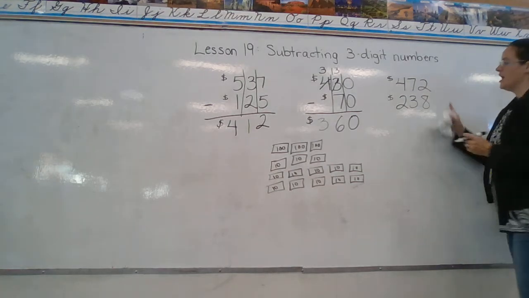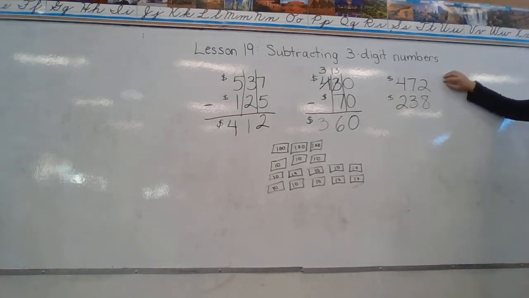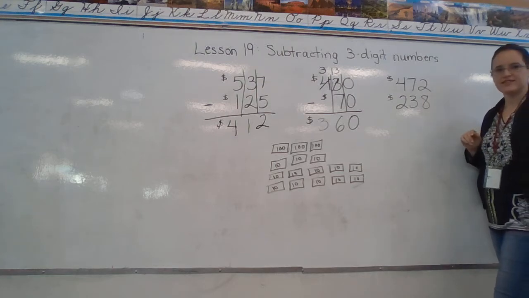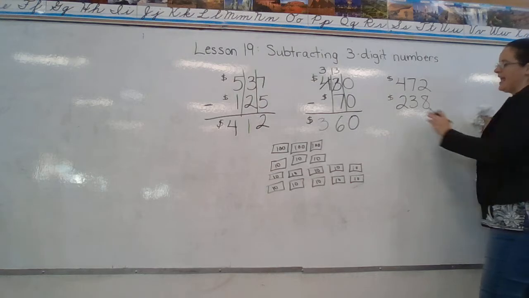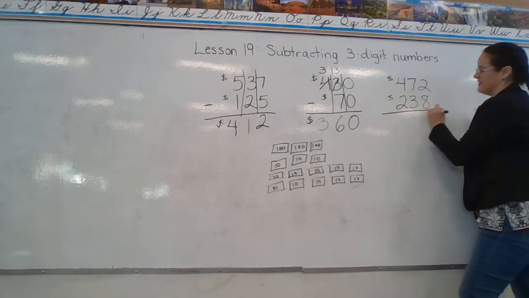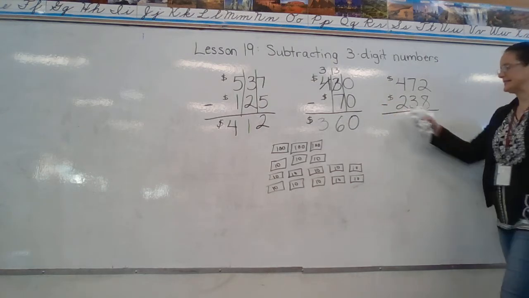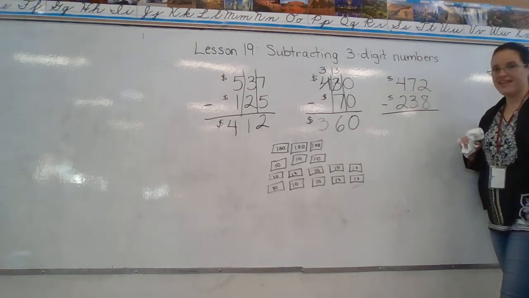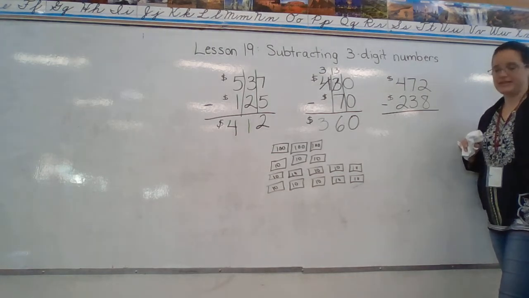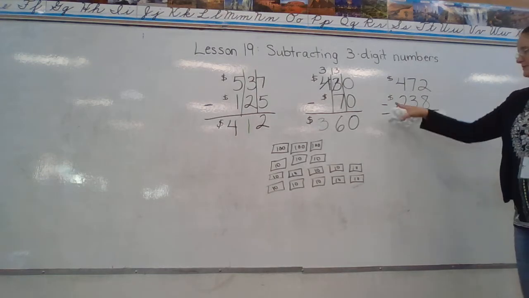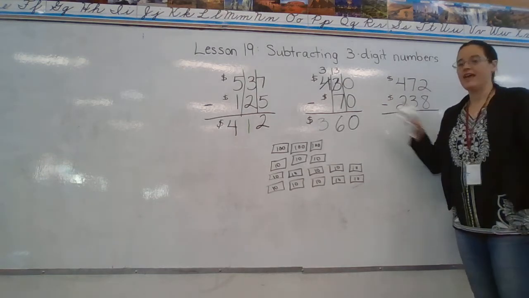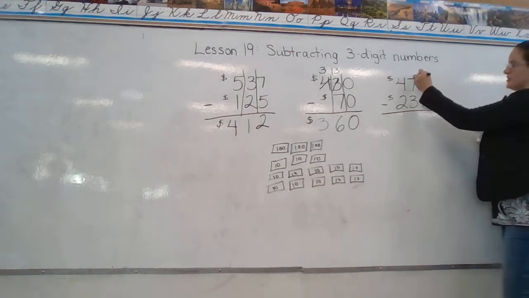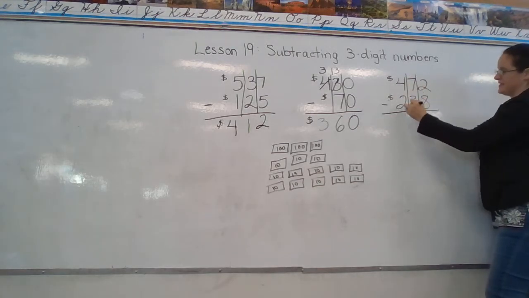All right, over here. So now Brandon is playing Monopoly. He has $472. And he lands on Sarah's property. Oh my goodness, he has to pay her $238. That's an awful lot of money. But we're going to subtract. He had to pay, and we want to know how much Brandon has left. So I'll separate my place values here.